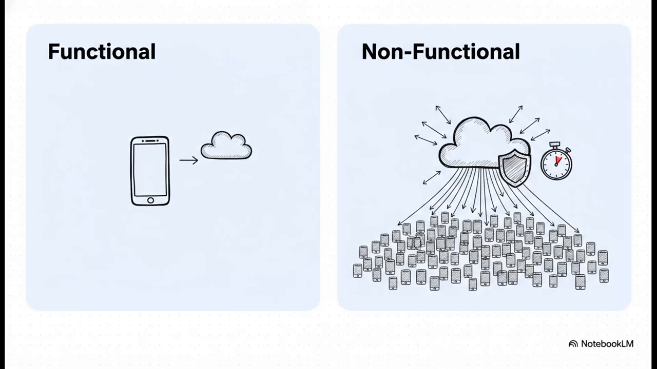Okay, so check this out. This example really hits it home. The functional requirement is simple. A user can upload a photo. Easy. But the non-functional one, that upload has to complete in under 200 milliseconds for 1 million users at the same time without crashing. You see that? It's the exact same feature, but it's a completely different universe of difficulty.